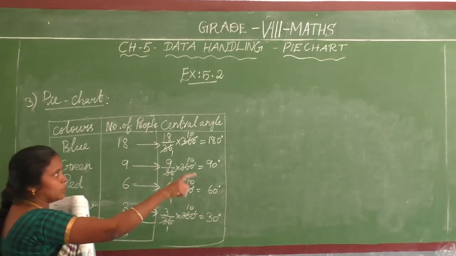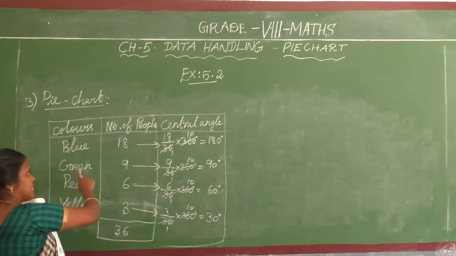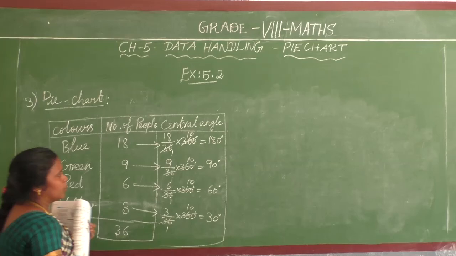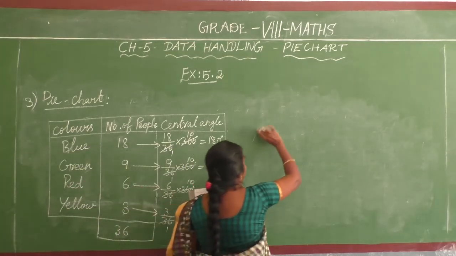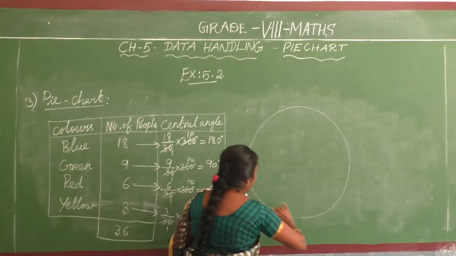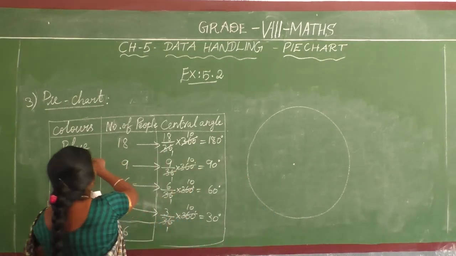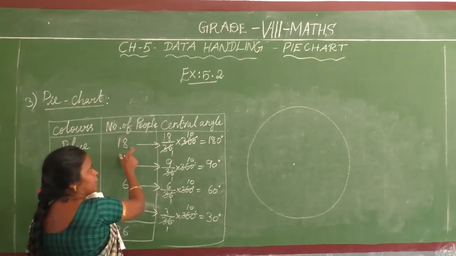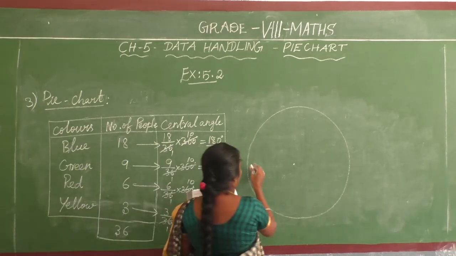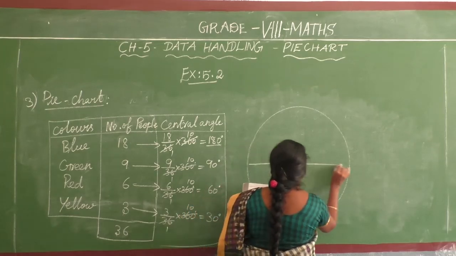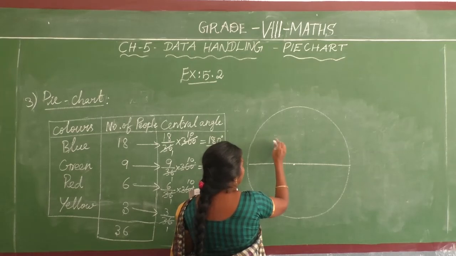So before going to mark this pie chart, we have to find out every sector's central angle. We found out. Using these central angles, we are going to draw a pie chart. Okay? Now, blue color preferred by 18 people. That central angle is 180 degree. 180 is nothing but a semicircle, you know well. So, casually we can make it like this. Semicircle. Clear?